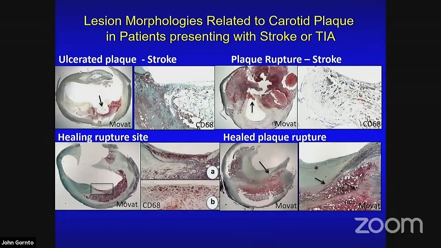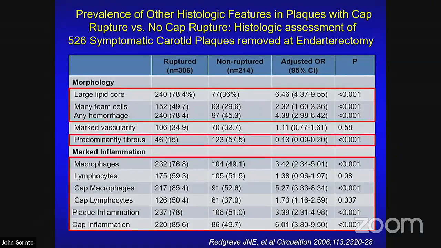This is just to, again, show you ulcerated lesion and plaque rupture from stroke patients, and healed plaque rupture sites in those who are stable, asymptomatic cases.